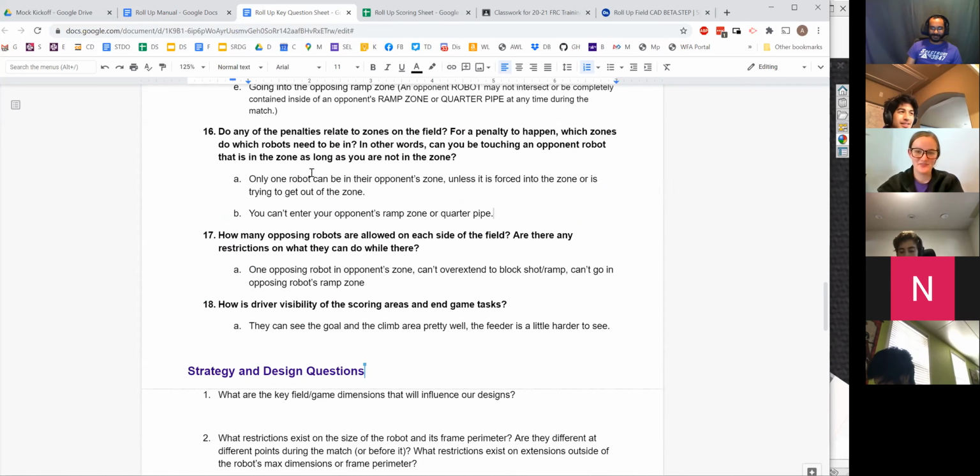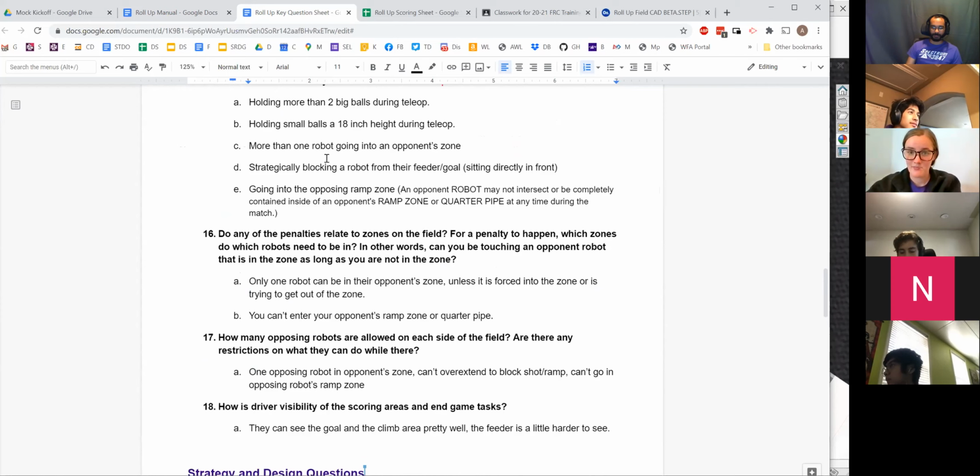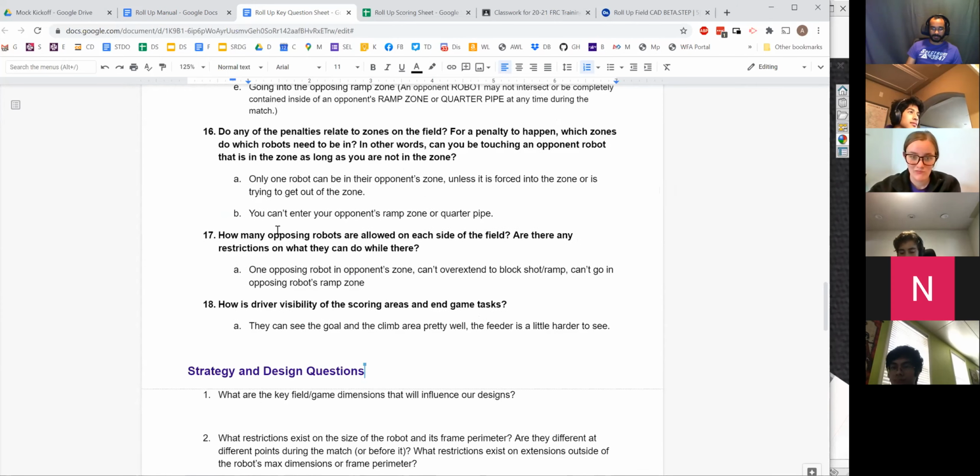Okay, last couple questions. Yeah, so these are kind of right above this too. We already talked about the zone, so we're not gonna harp on that again. And same with one opposing robot in the opponent's zone, but it's really not like the opposite side of the field. It's the left third of the field is your opponent's zone, basically.